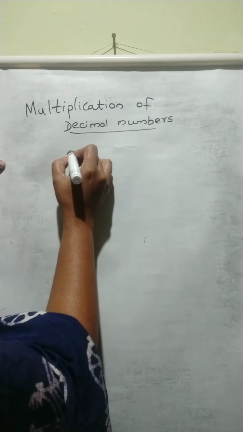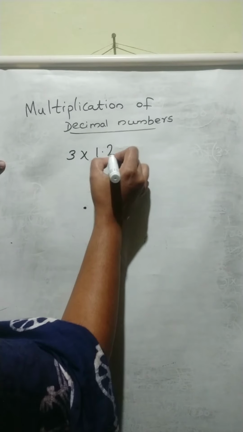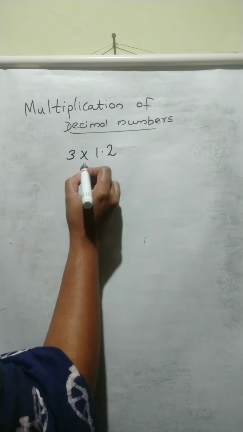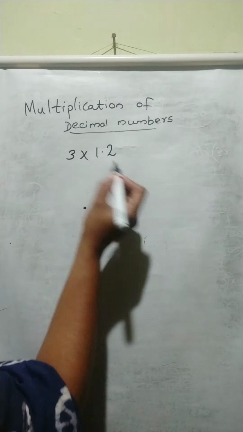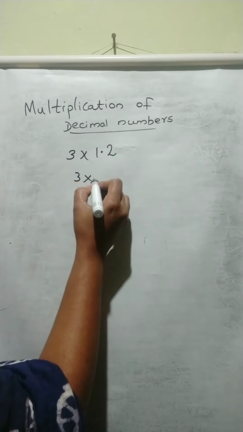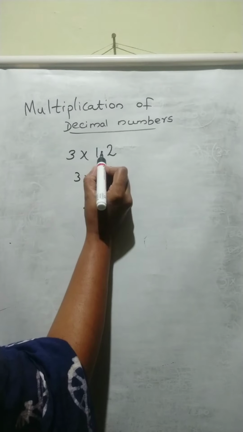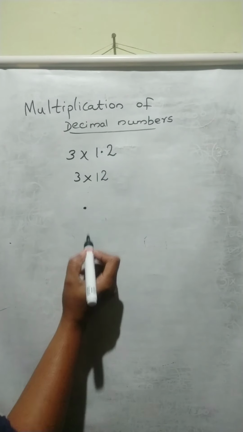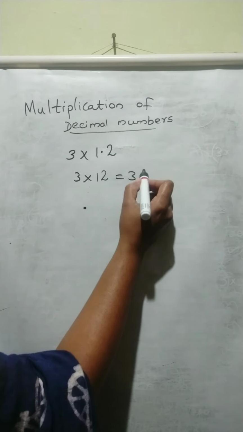Here, example: 3 times 1.2. Here we can multiply the numbers without the decimal. That means here 3 times, if there is no decimal point, the number will be 12. So 12 threes are 36.